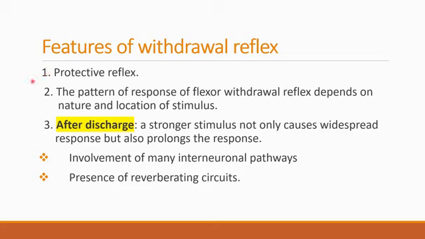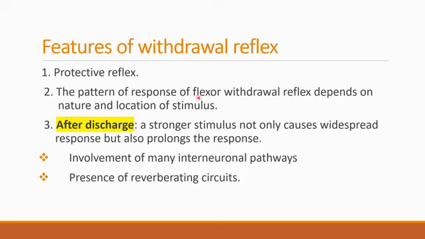So some features of the withdrawal reflex are, it is a protective reflex because it protects the body parts or the person from damage caused by a potentially harmful stimulus. So flexion of the stimulated limb withdraws the limb, and extension of the opposite limb supports or balances the body. And the pattern of response of the flexor withdrawal reflex depends on the nature and location of the stimulus. For example, abduction occurs when the medial surface of the limb is stimulated, and adduction of the limb occurs when the lateral surface is stimulated. It is also called local sign.